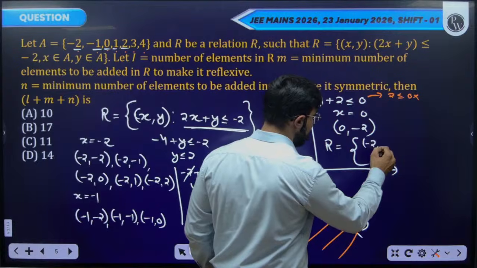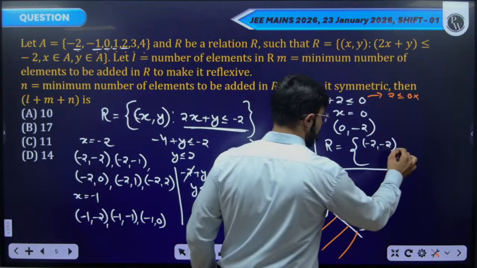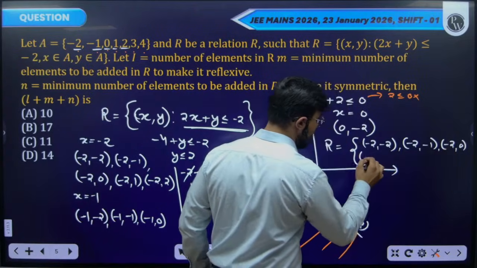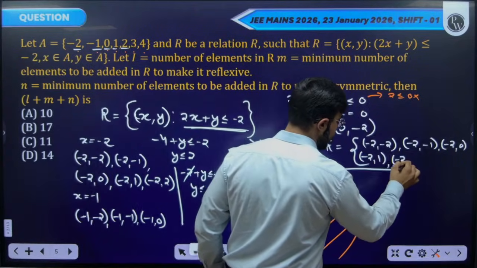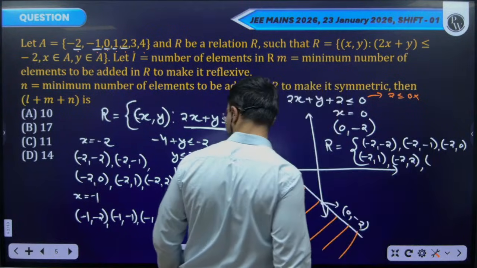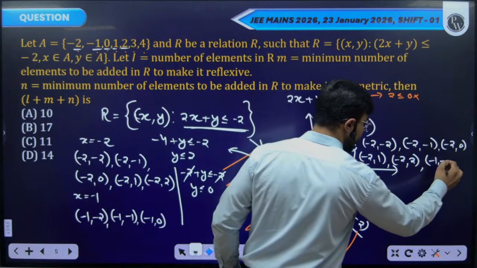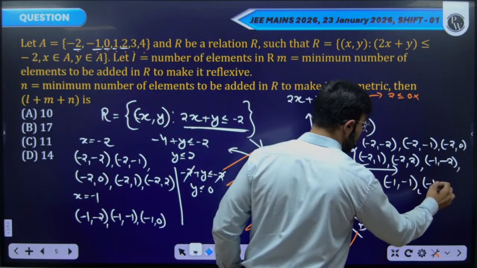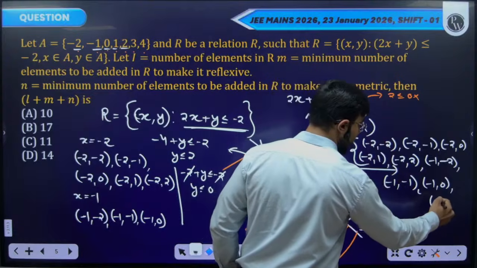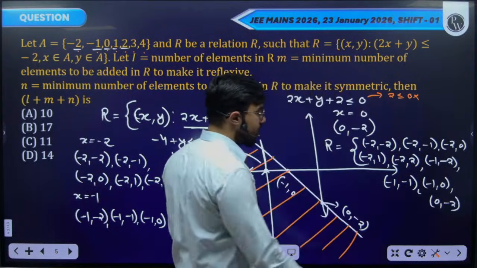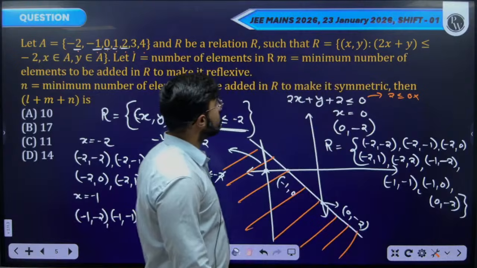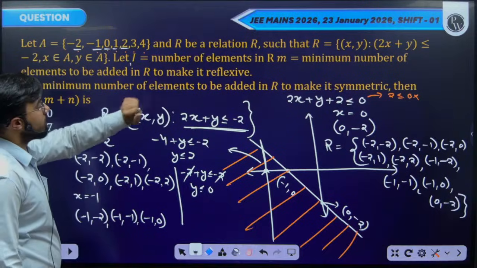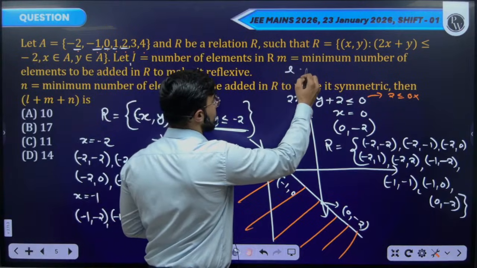So minus 2 comma minus 2, minus 2 comma minus 1, minus 2 comma 0, minus 2 comma 1, minus 2 comma 2, and next these points, minus 1 comma minus 2, minus 1 comma minus 1, minus 1 comma 0, and this one is 0 comma minus 2. So how many elements do we have in this relation? 9. So l represents the number of elements in R. So the value of l is 9.